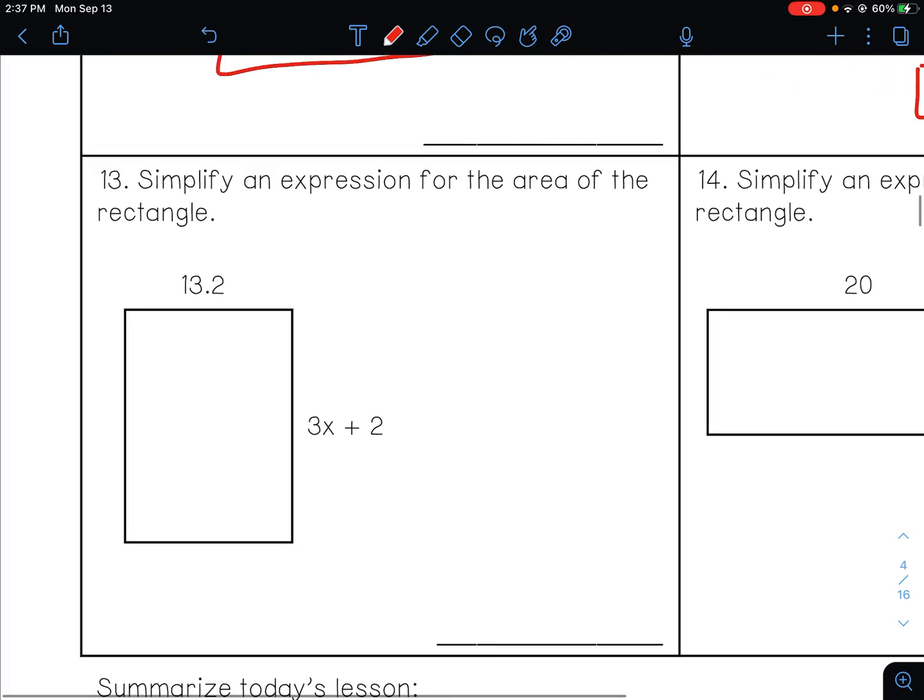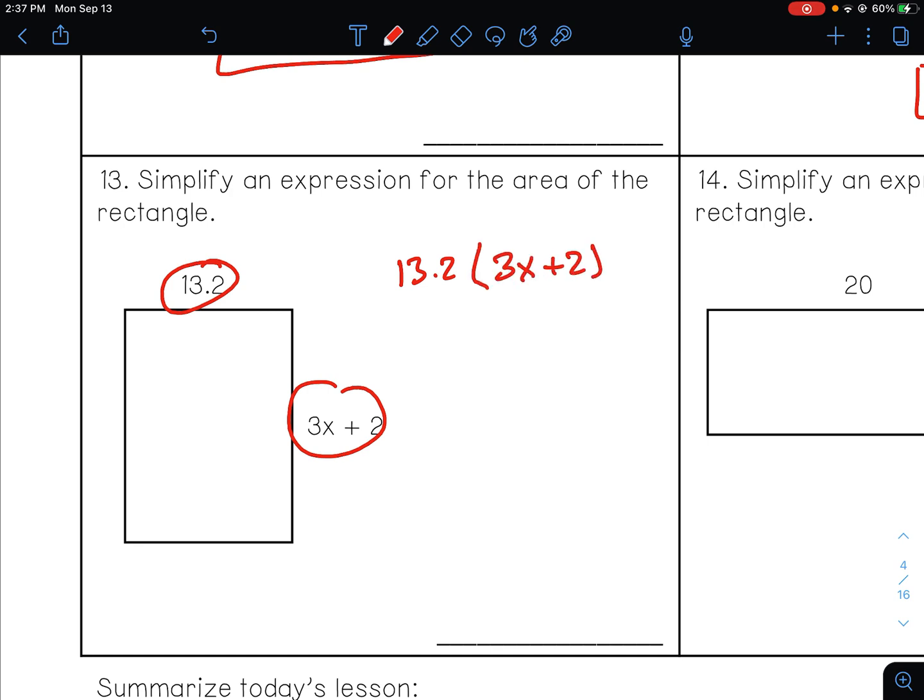Let's go to 13. Simplify an expression for the area of a rectangle. Area. How do we find area? Well, we multiply, don't we? Multiply base times height. So 13.2 times 3x plus 2. Two terms. I wish they gave us a nicer number than 13.2, but nothing we can do about that. 13.2 times 3x is 39.6x. Positive times another positive is another positive number.